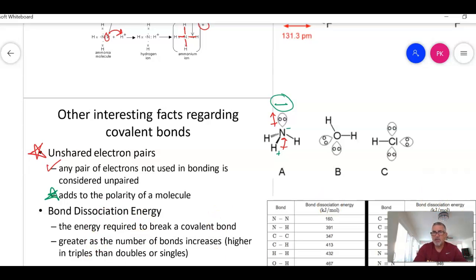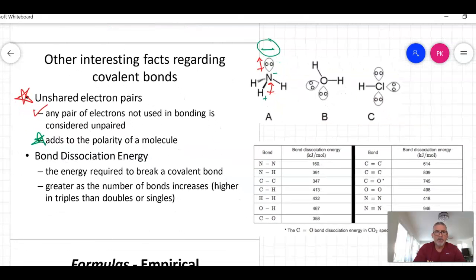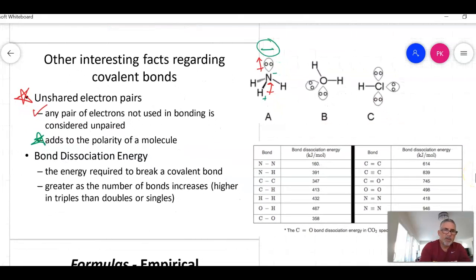And then bond dissociation energy, right? So it's the energy required to break a covalent bond, right? So bond dissociation is the energy required to break a covalent bond. So covalent bonds are pretty rigorous, but we can detach them. What you have to do is remember that as the number of bonds increases, the strength of the bond increases.